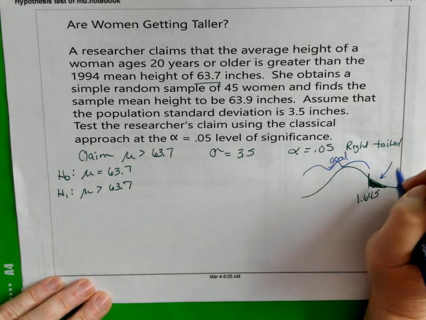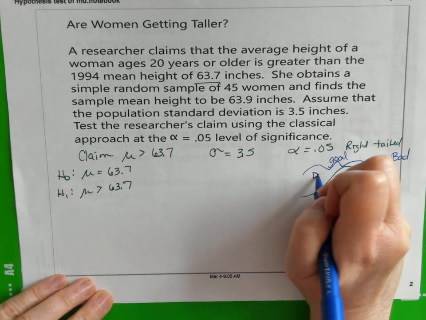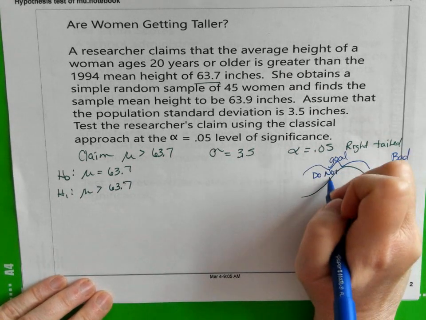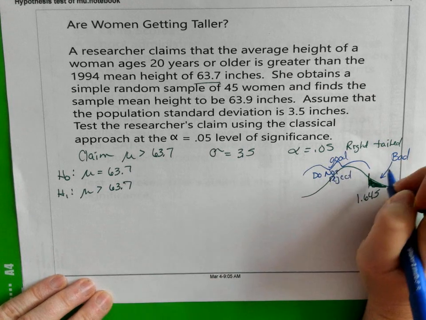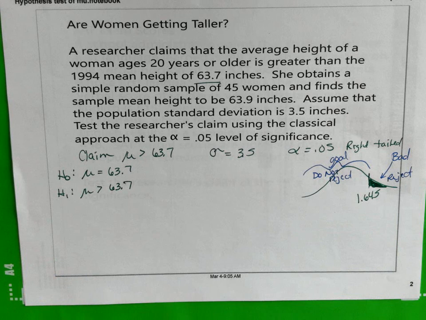Over here is bad. Or this is do not reject. And this is reject. However you want to look at it. I'm just giving you a couple different options here. All right, looks like it's time to do some math.